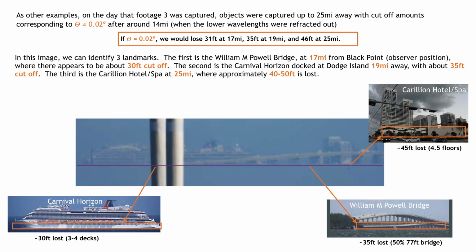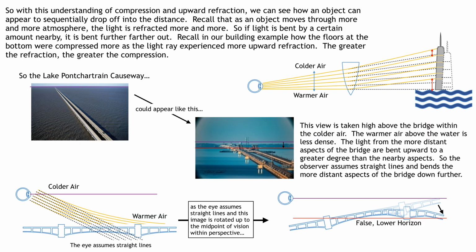And when you count those 8 pylons within the closer up photo, you see that roughly about half the bridge is cut off, or about 55%. This is a 77-foot bridge, and this corresponds to a cutoff amount of roughly 35 feet. So again, this is corresponding almost exactly to a 1 arc minute resolution loss within the compressed lower visual field.